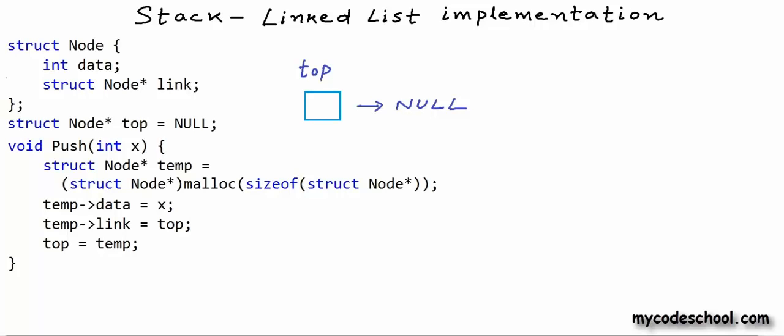This is my push function. Push is taking an integer x as argument that must be inserted onto the stack. The first thing that we are doing in push function is creating a node using malloc. Let's say in this logical representation that I'm showing here, I'm performing a push operation. So I'm making a call to push function, passing it number 2 as argument.